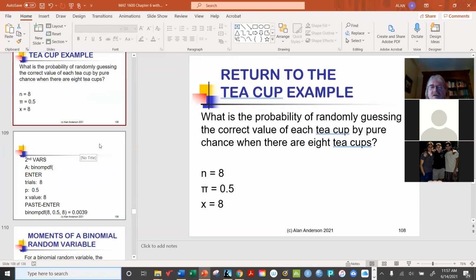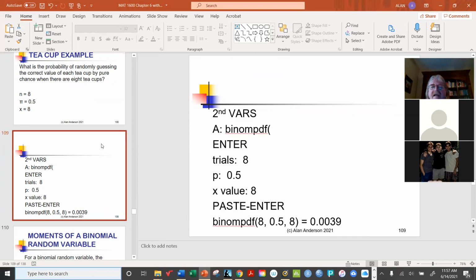So we put in all these numbers, and you'll see that we got, as I mentioned earlier, 0.0039, which is just a fraction of a percent. The chances of getting all 8 of them right by pure luck are so tiny that Ronald Fisher concluded that she clearly knows what she's talking about, because this is what it would take to get all 8 of them right by pure chance.